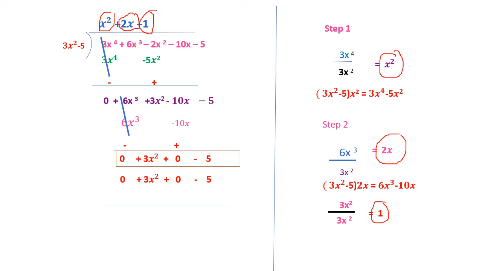And on subtracting the polynomial below from the previous polynomial, what do we get? Both the terms get eliminated because we are going to change the sign. On changing the sign, you can see plus 3x squared minus 3x squared, and here minus 5 plus 5, both will get eliminated, and the remainder will be 0.